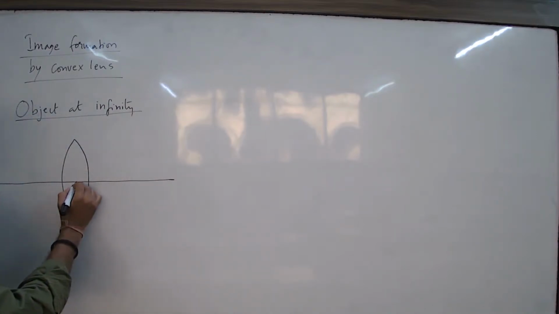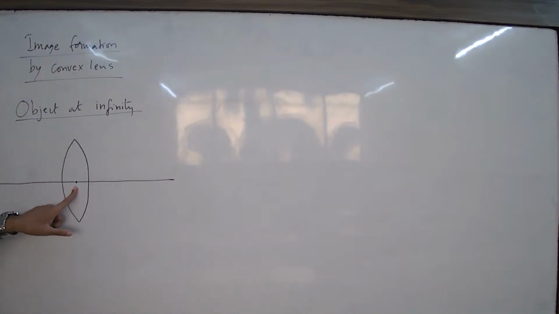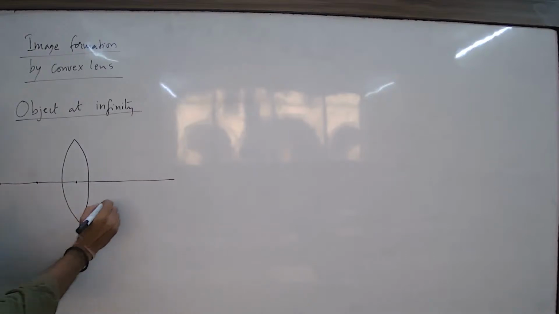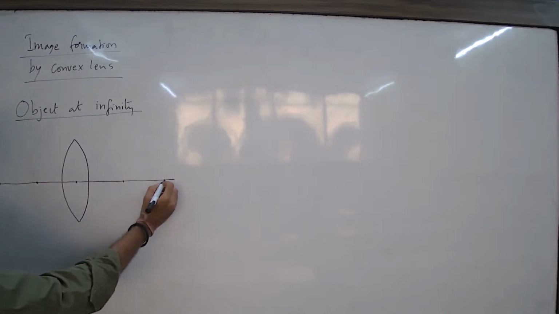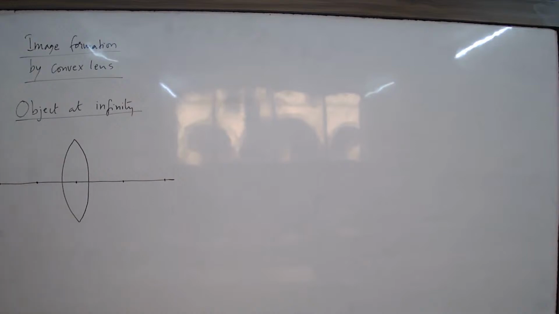Here how many points will we mark? One is the optical center. Then center of curvature 1, principal focus 1, again principal focus 2, and center of curvature 2. So we'll mark 5 dots. One at the center of the lens, which is optical center. Then the 2 focuses, F1 and F2, and corresponding centers of curvature. We had discussed this, right? We did not discuss. Okay.